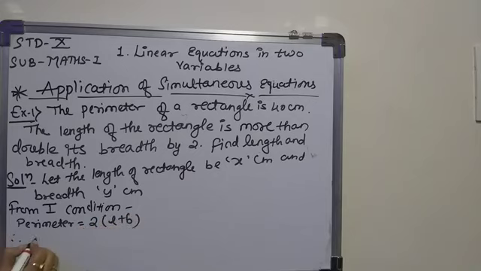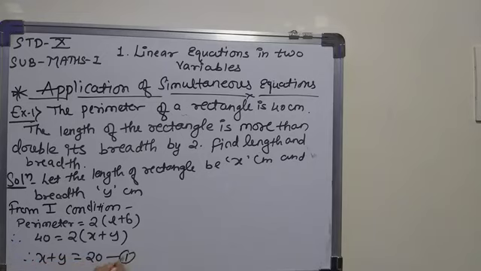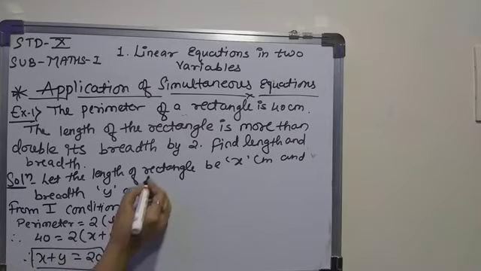It means 40 is equal to 2 times x plus y. This 2 will go in the denominator. It will divide the 40 and you will get x plus y is equal to 20. This is our equation number 1. Okay. Now from the second condition.